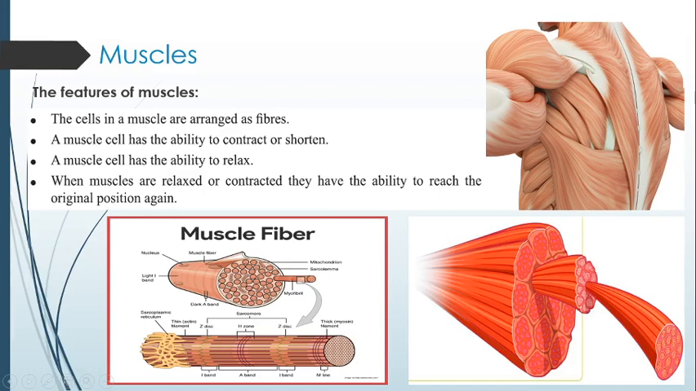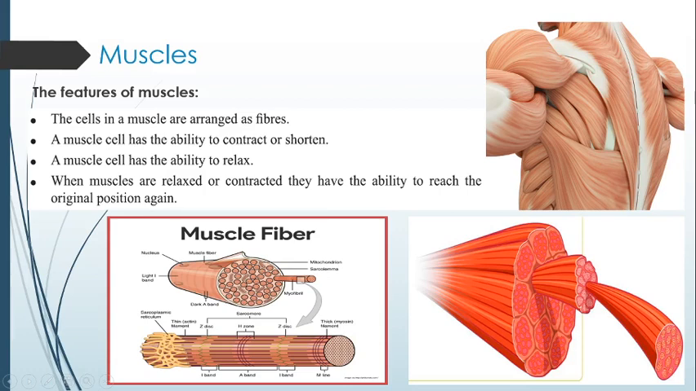There are a few specific features of muscles. These muscle cells are arranged as fibers. In the following picture, you can observe how a muscle fiber appears. These muscle cells have the ability to contract or shorten, and then they can again come back to the original position after contraction or expansion. Muscle cells also have the ability to relax. When muscle cells are relaxed or contracted, they can reach the original position again. These are the specific features of a muscle fiber.